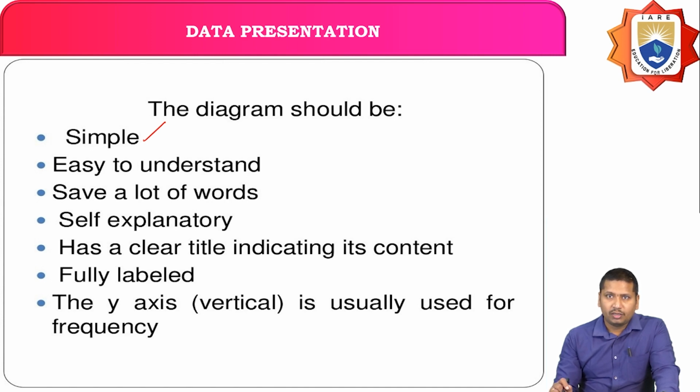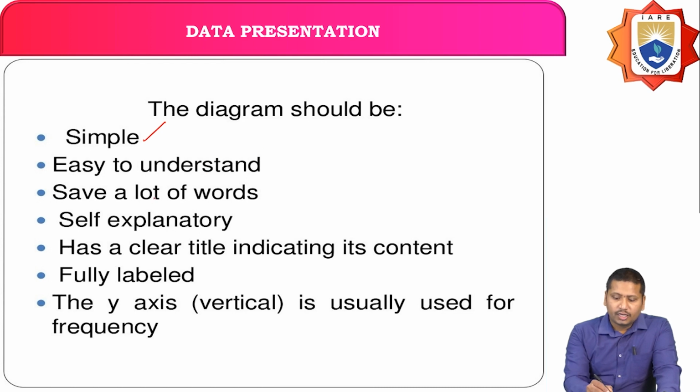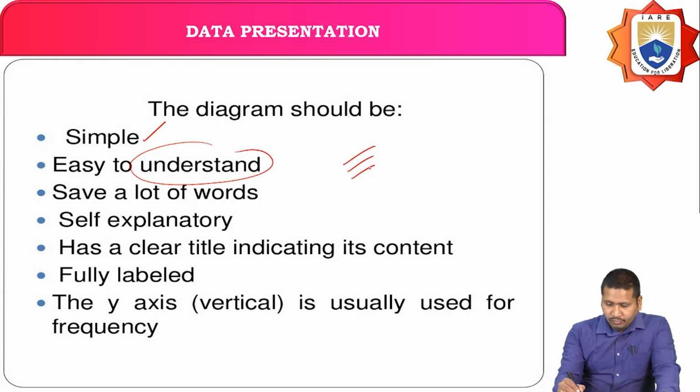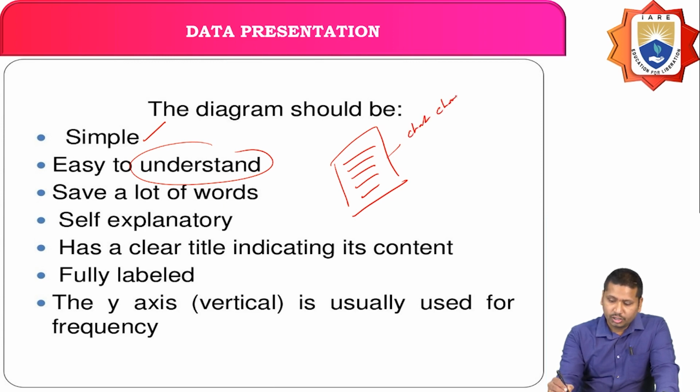So the diagram should be simple and easy to understand, and should say a lot without many words. It should be self-explanatory, have a clear title indicating its content, and be fully labeled, and the y-axis is usually used for the frequency. Whatever diagrams you create, they should be clearly understood when seen. Depending on the context, you have to choose what type of diagram to present. So choosing is important, and illustration is also important.